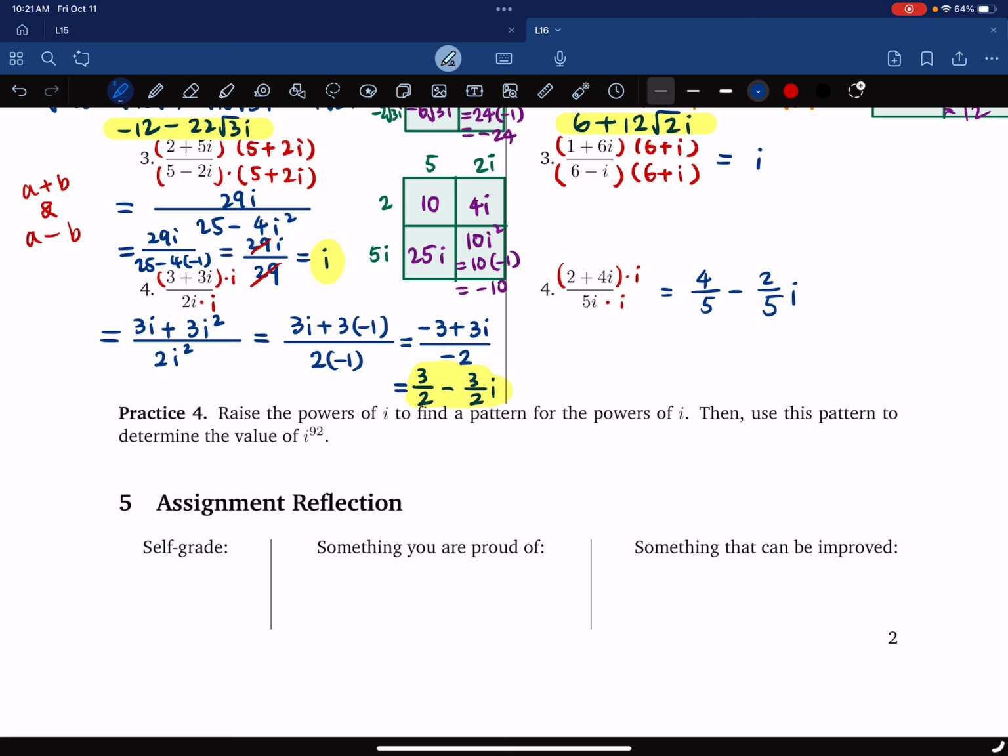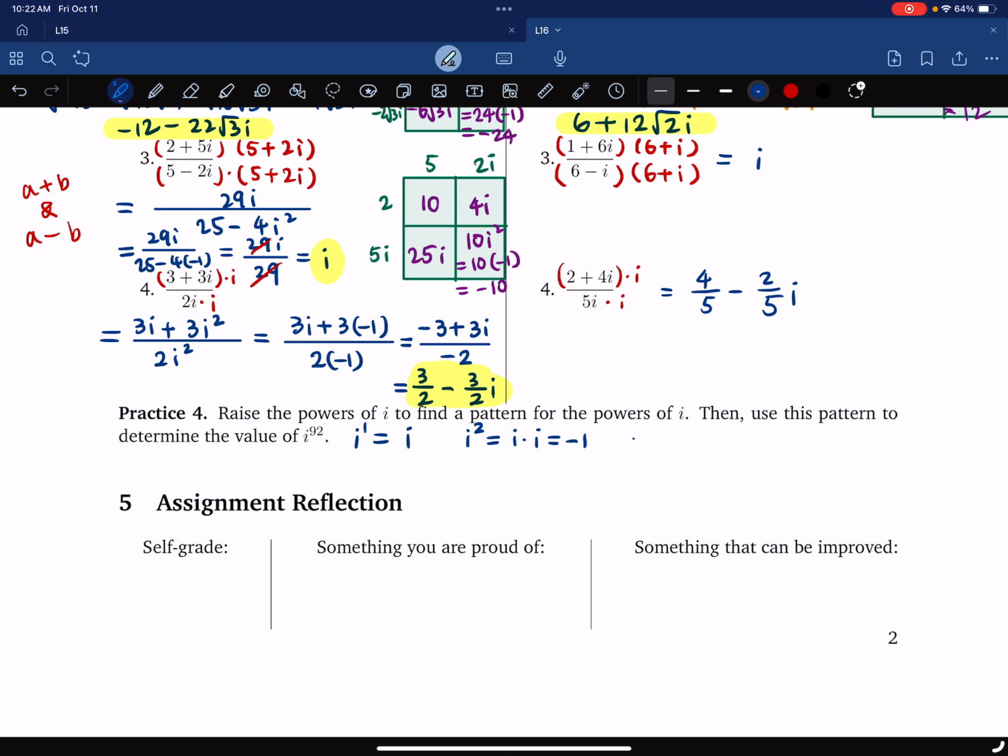And we are going to do this practice to find a pattern for the powers of i. So how do we do that? Let's start with the first power. i to the first power is just i. Nothing interesting there. And then let's do the next power, i squared. What's i squared? i squared is just i times i, or you could use the definition, it's -1. We have been using this a lot.